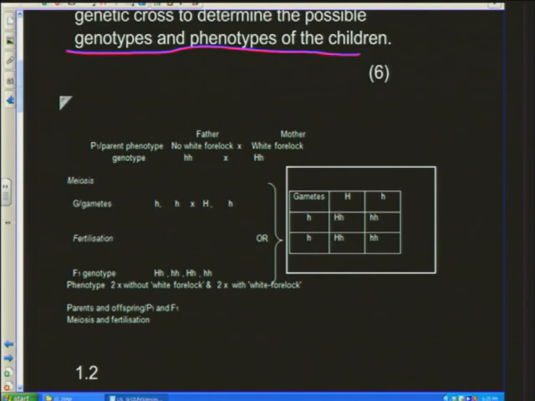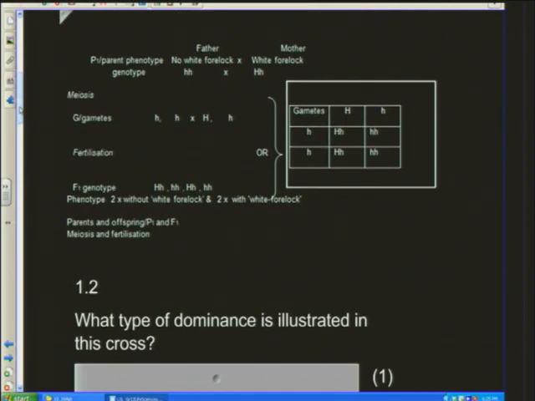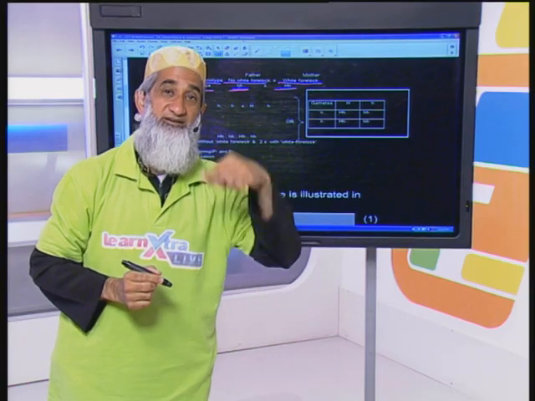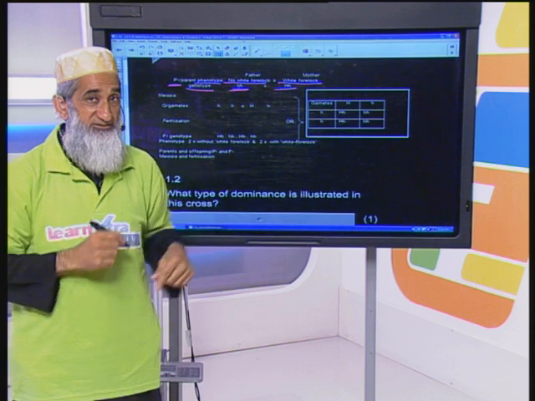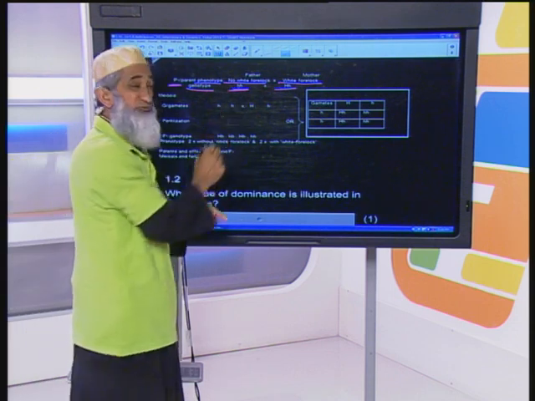Now let's look at the answer. So what are we doing here? Again, remember the format. You have to write P1 there. Phenotype: father had no white forelock, mother had white forelock. Genotype under that: father is homozygous recessive, mother is heterozygous. They told you this in the question. They didn't tell you he's homozygous here. They didn't have to tell you, because no white forelock is recessive, so that means when the cat is away, the mice are playing. There's no cat here. There's two small letter h's.